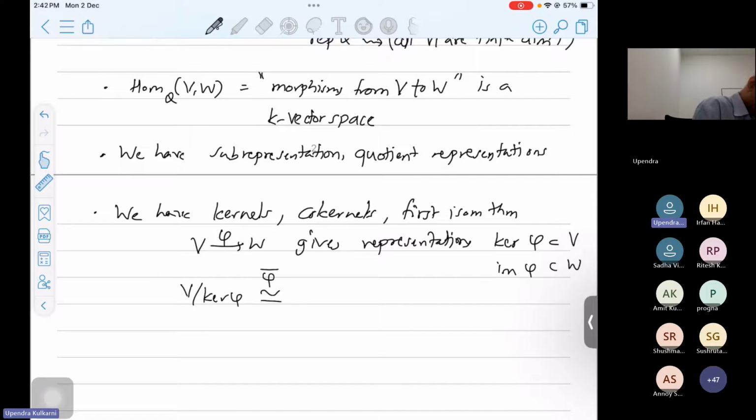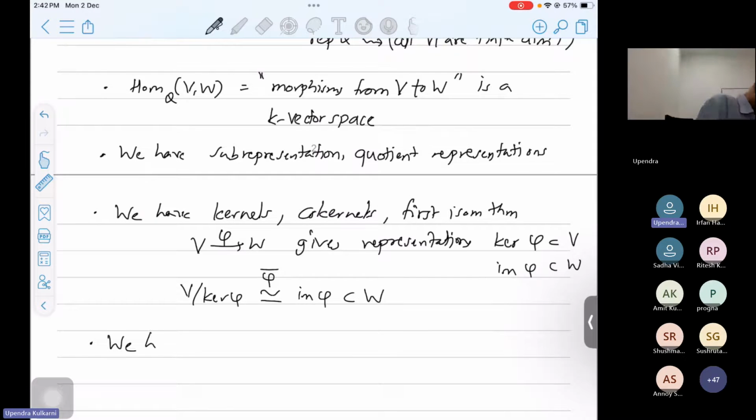Come on, this should be straightforward. This is linear algebra. Wow, I think maybe it's too easy for everyone. So this is the same thing as image of phi, which is going to be a submodule of W. Nothing changes. It's all exactly the same.